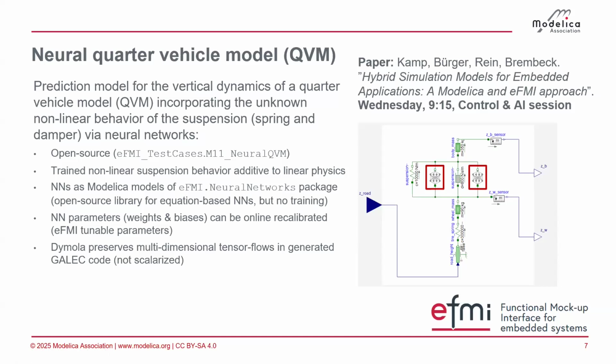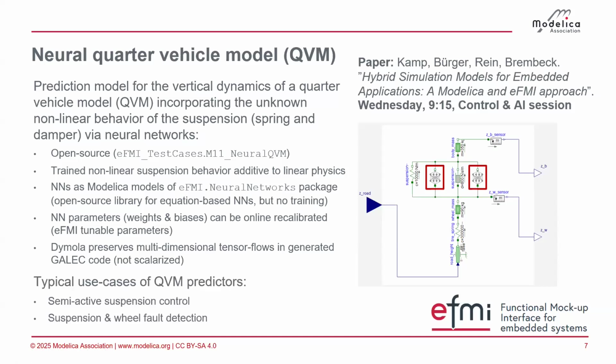And then a production code generator can optimize that. So typical use cases for such a quarter vehicle model is if you have semi-active suspension control in the car, then you can control the damper, the active part. You can also use it for fault detection. That would be also a typical use case, like if something is wrong with the wheel or with the suspension.